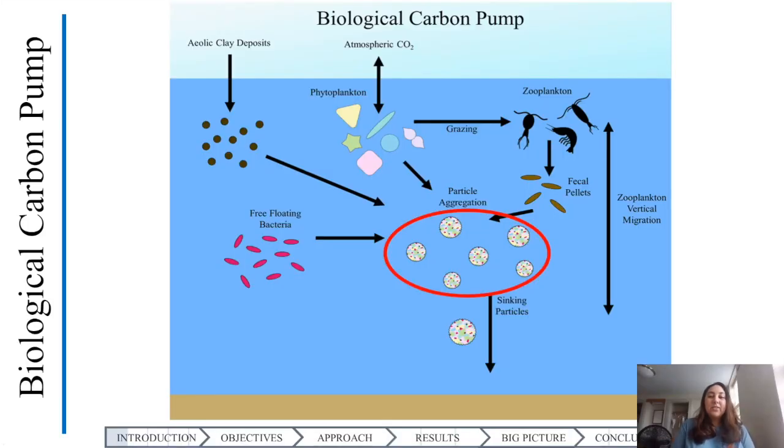All right, we'll start off with a quick overview of the biological carbon pump. The biological carbon pump consists of the photosynthetic fixation of inorganic carbon into particulate and dissolved organic carbon by phytoplankton. This organic carbon can then be exported to depth by such means as marine snow or fecal pellets. Specifically, we will be focusing on the formation of aggregates by bacterioplankton.